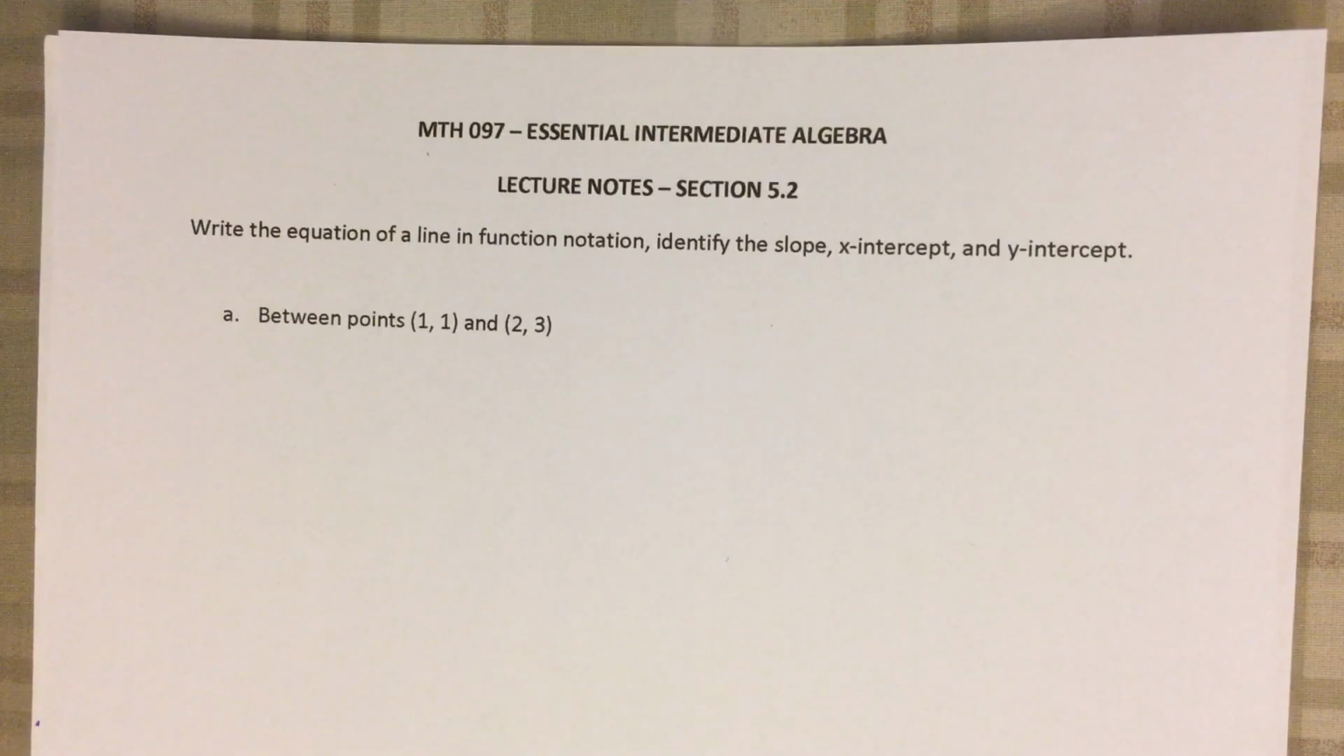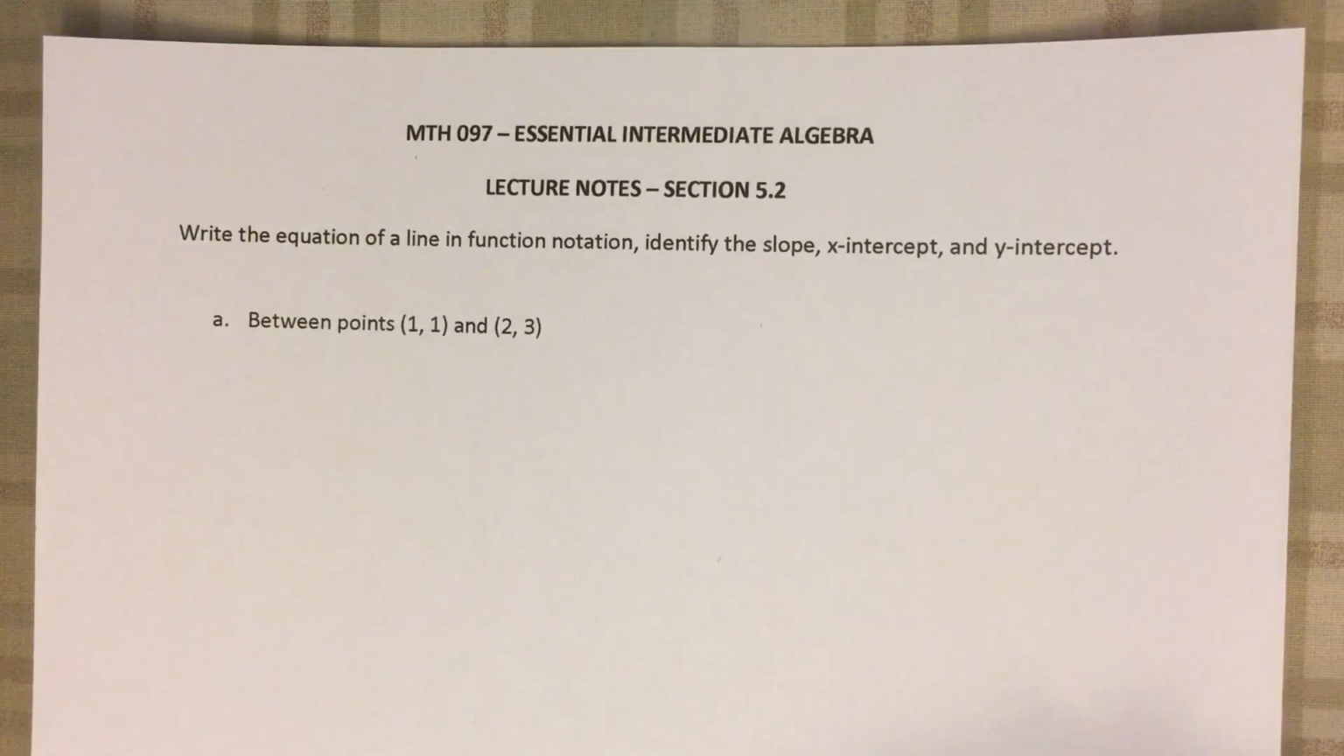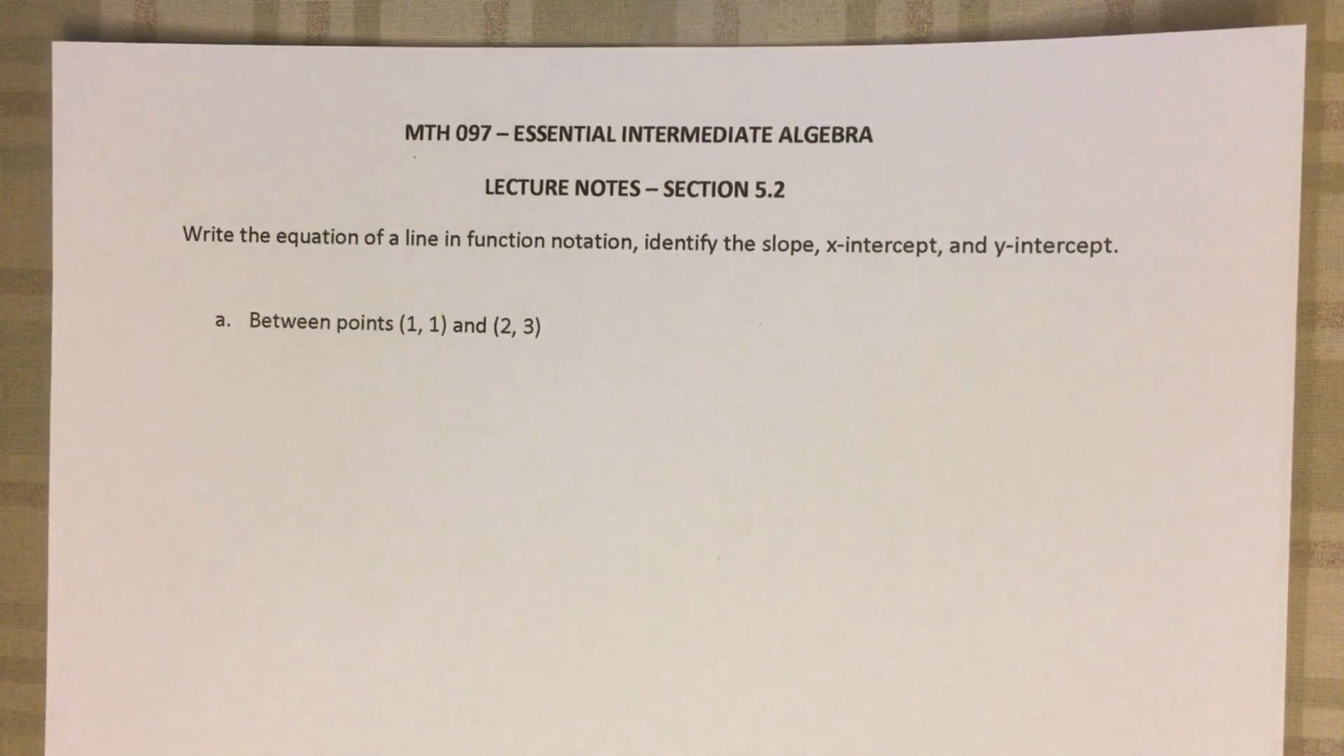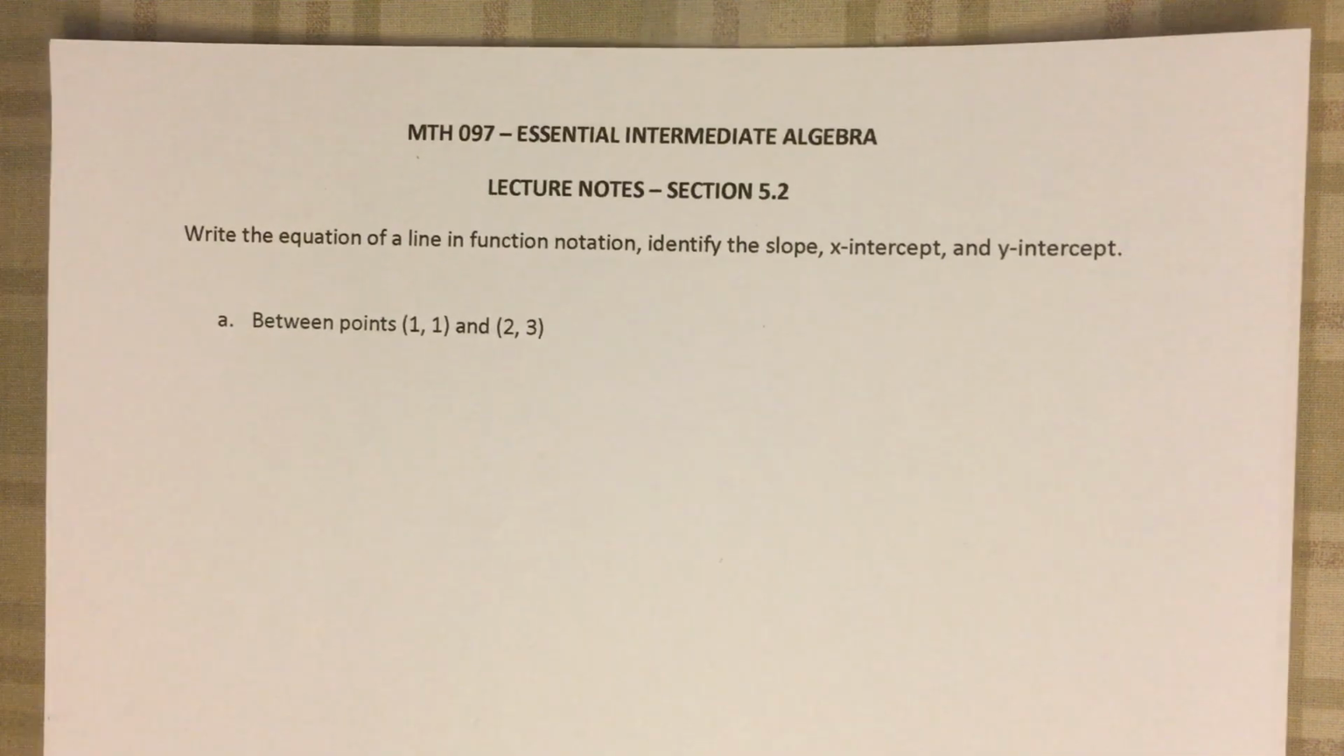The last thing we're going to look at in this section is we're going to review some other stuff that we talked about in Chapter 3. We're going to focus on our linear functions because in the next section we're going to use a lot of information about our linear functions. So we're told to write the equation of the line in function notation, identify the slope, the x-intercept, and the y-intercept.